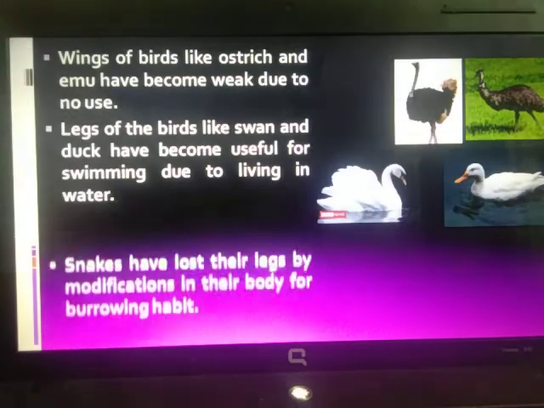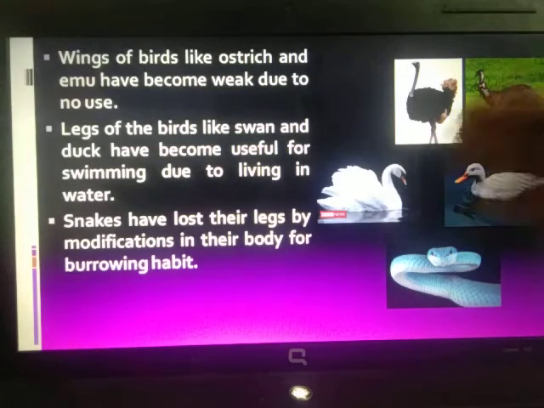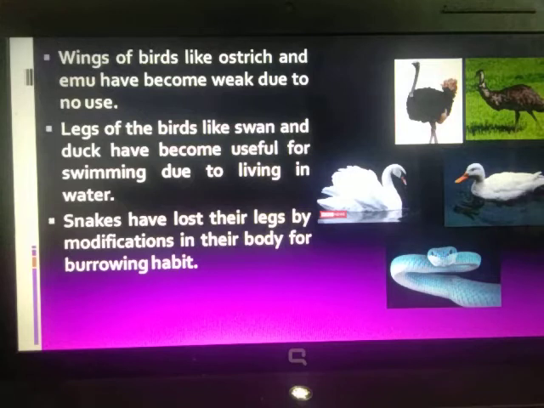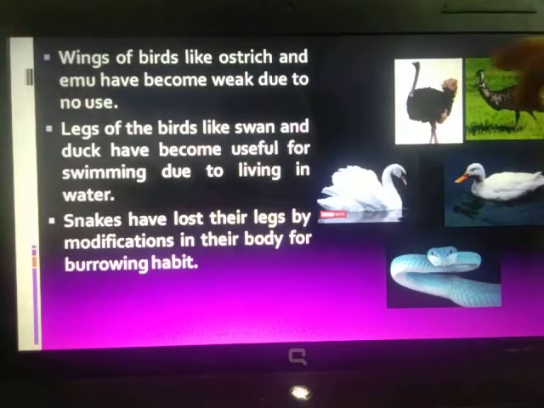Fine. Then snakes have lost their legs by modifications in their body for burrowing habit. Snakes are mostly living inside the soil and burrowing inside the soil. So due to that burrowing habit, they must have lost their legs. So these are some of the modifications which are shown by various organisms. Either they are using them or maybe they are not using them. Like for example, in the case of ostrich and emu, they are not using their wings, and therefore their wings have become weak. Whereas actually snake belongs to a reptile.